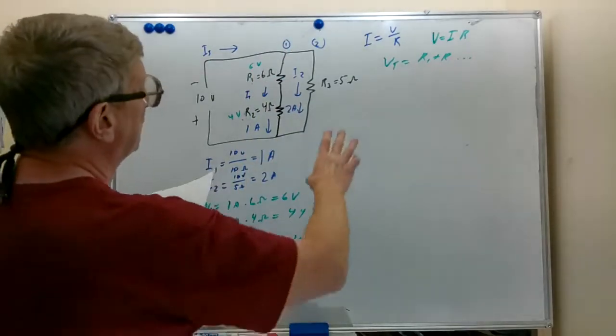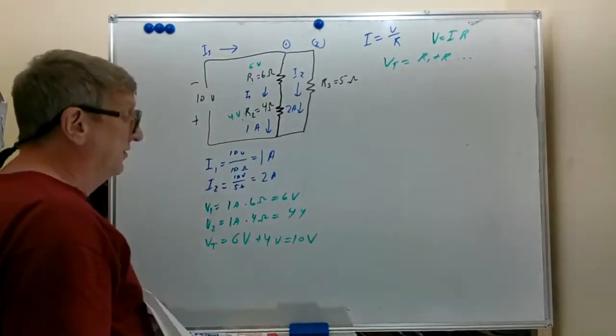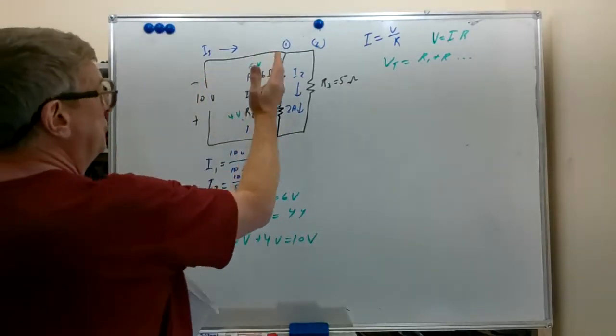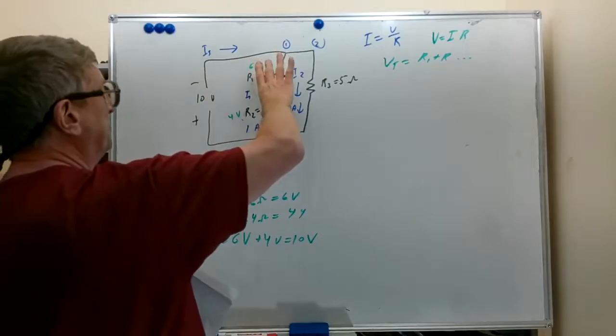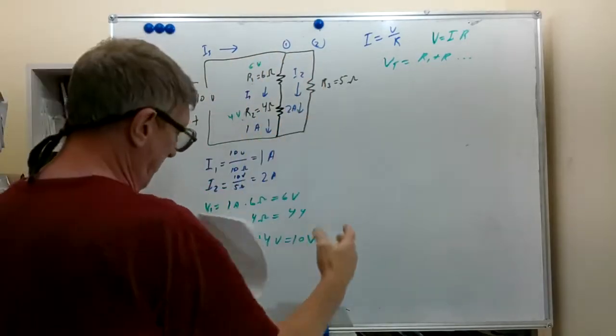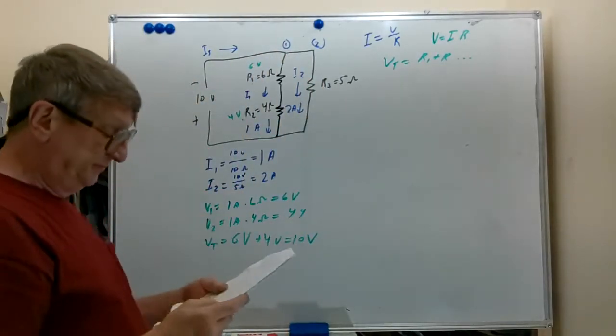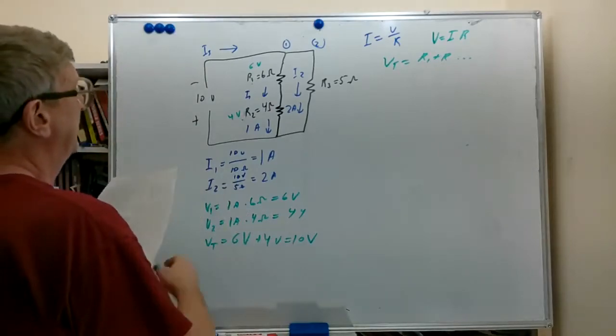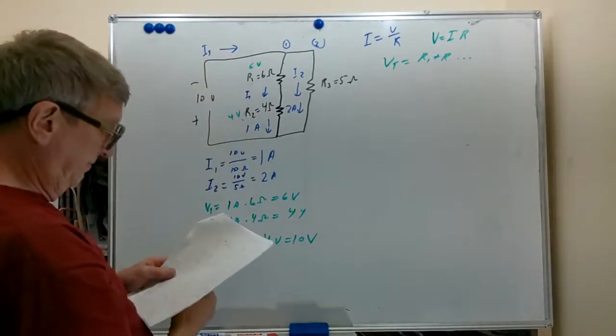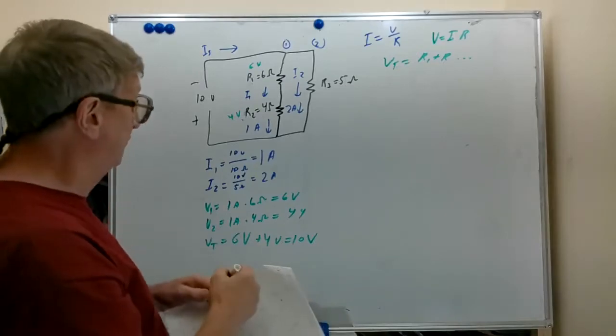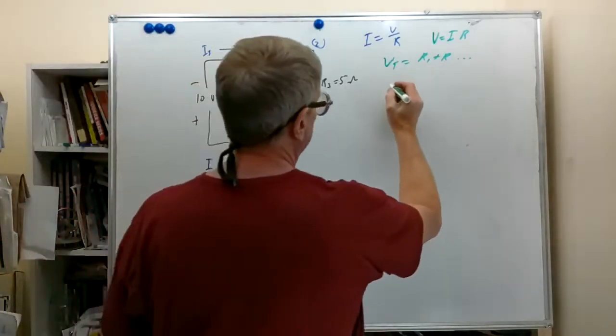We don't need to do this calculation for R3 because in these two parallel branches, the applied voltage appears here, same voltage on both of them. Now let's figure out what I3 is. And we're going to use our I total formula. We'll write that over here.